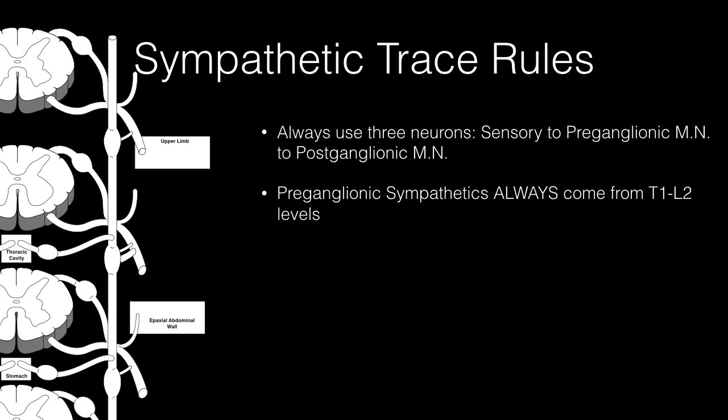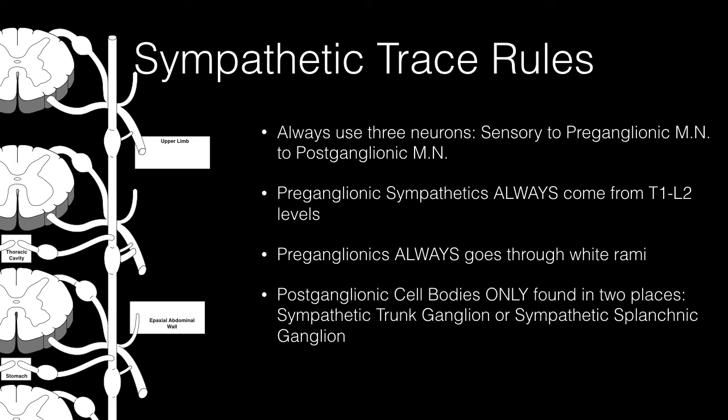So if we look at this picture on the left, we can see T1 through L2, where those two communicating rami are, the white and the gray. That spinal cord level just a little bit superior to it, that is our T1 through L2 spinal cord levels. So any preganglionic has to come from those levels. Preganglionics can and will go through white communicating rami. So when we draw those, they can go through the white. They do not go through gray. And that's because they're myelinated. So if you can remember, sensory neurons are also myelinated. So sensory neurons can also go through the white communicating rami.